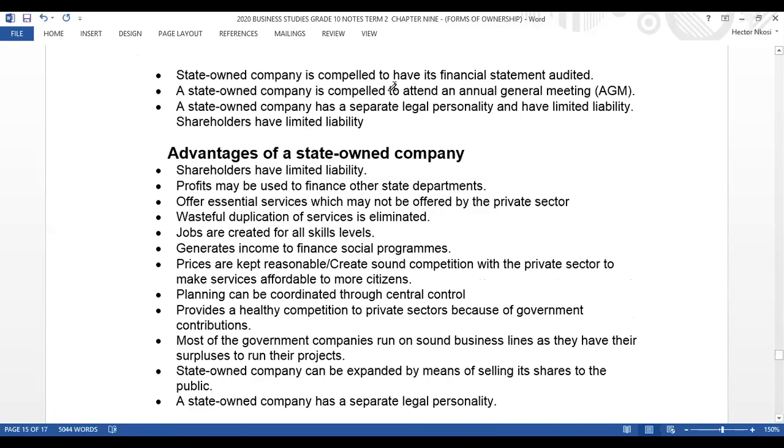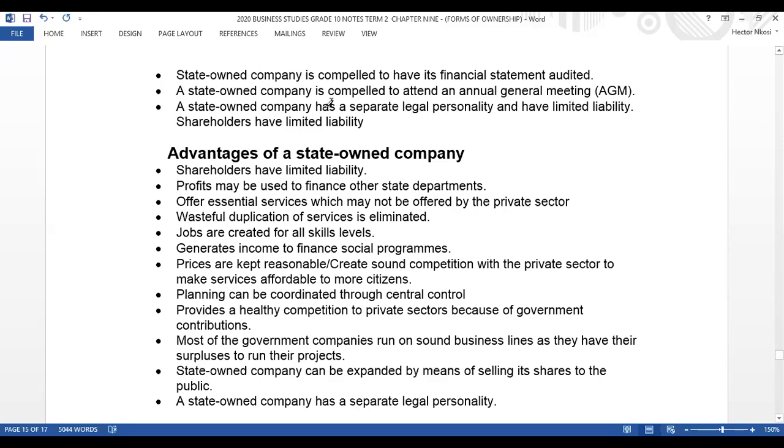So it's a must under a state-owned company. It's more like a public company. The only difference about the state-owned company is that its majority shareholders are government, but it's the very same thing as your public company. Majority of the characteristics are public company characteristics. Also, a state-owned company is compelled to attend the AGM. Even in the public company, we are compelled to do the AGM.